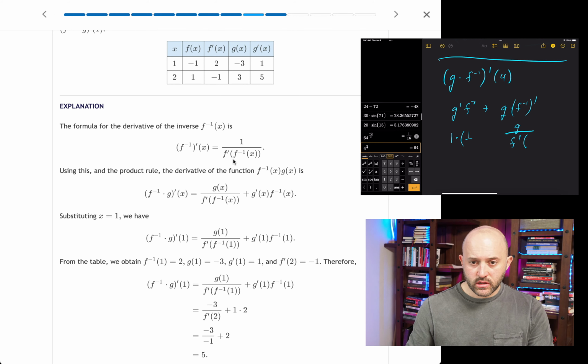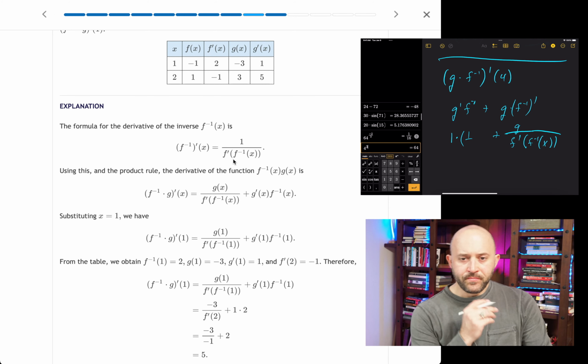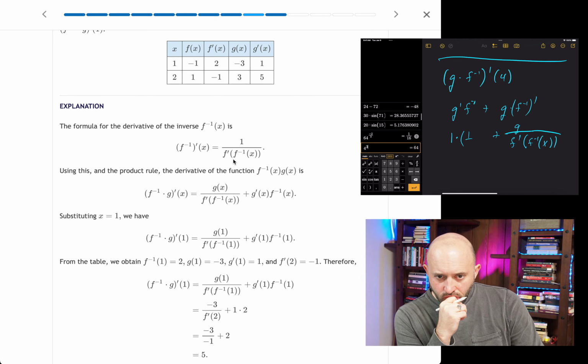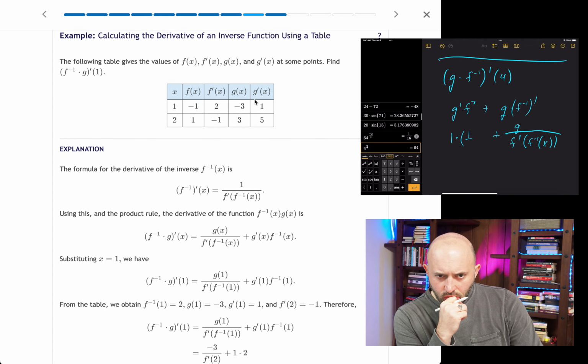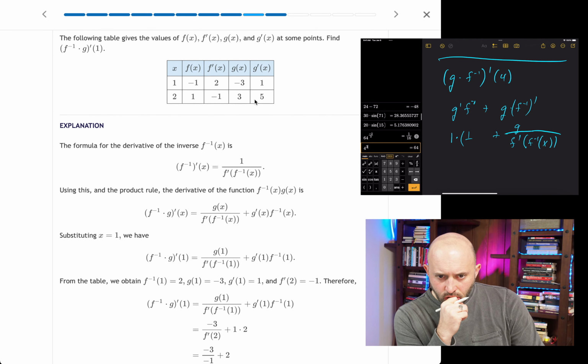Prime of f negative 1 of x. And that's what this part is. I think the only thing I'm not tracking exactly is why we know that f inverse of 1 is 2. How do we know this part? I think the rest of it I get. What is going on here?